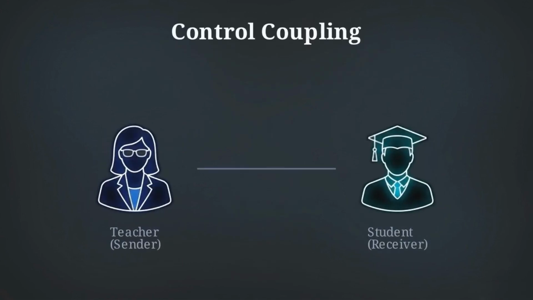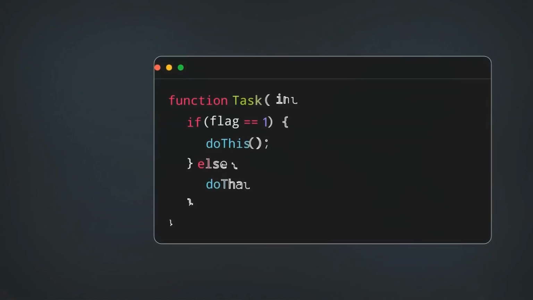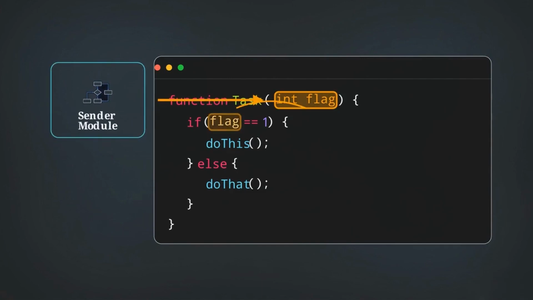The third type is control coupling. Think of a teacher telling a student, "If I hold up one finger, take notes. If I hold up 2 fingers, erase the board." The student's actions are entirely dictated by the teacher's specific signal. Control coupling happens when one module receives a command flag from another, and that flag explicitly dictates its internal execution flow. The receiving module loses its independence, becoming tied to the control logic of the sender.